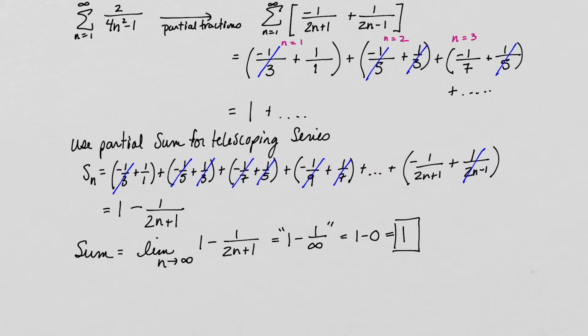So the geometric series and the telescoping series are special series. Geometric series shows up a fair amount. Telescoping series, not that much. Like I said at the beginning, they're the only two series that we can find the sum for.